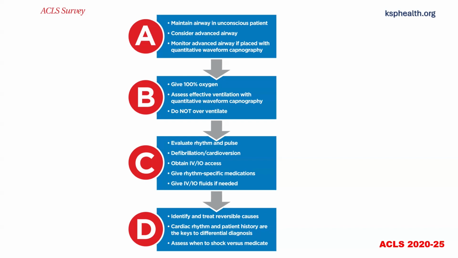Give 100% oxygen. Assess effective ventilation with quantitative waveform capnography. Do not overventilate. Evaluate rhythm and pulse. Defibrillation or cardioversion needs to be done, depending on the rhythm. Obtain IO or IV access. Give rhythm specific medications. Give IV or IO fluids if needed. Identify and treat reversible causes, which we are going to talk about later on in this seminar. Cardiac rhythm and patient history are the key to the differential diagnosis.